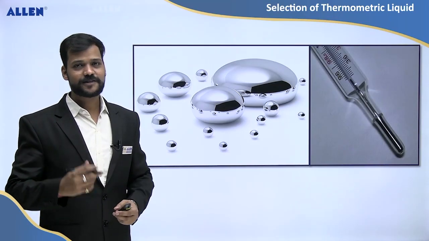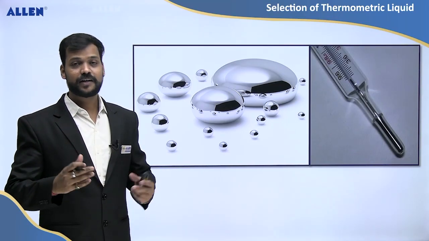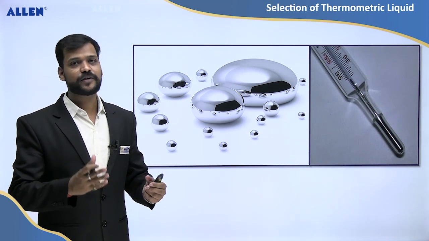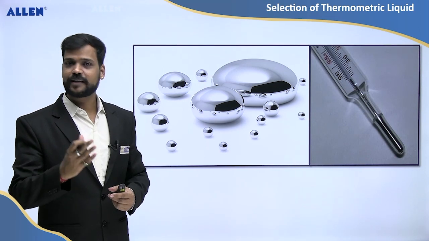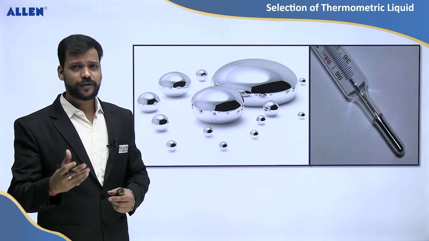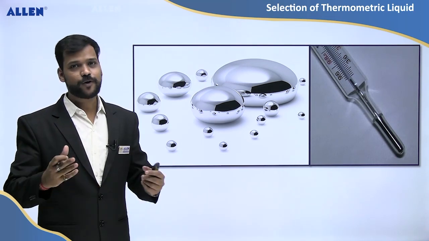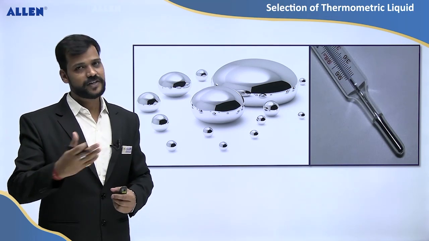Now we will talk about selection of thermometric liquid. It means which thermometric liquid we have to select. We have got 2 options for that. One is mercury and the other is alcohol. And we prefer mercury over alcohol for the following reasons. Okay, we will discuss it.